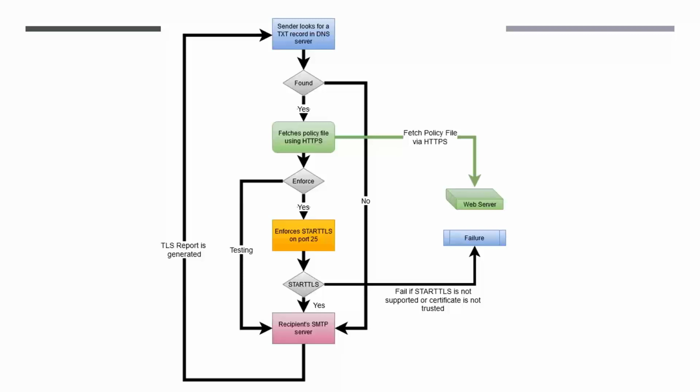The first thing that the sender does, which is at the top, it looks in the DNS server for a special text record. If the text record exists, that means, okay, I'm going to go one step further, and I am going to fetch an HTTPS policy from a web server, not a DNS server, it's a web server. If this policy is found, that means I have to make sure encryption is used. If encryption is not used, then I'm just going to generate an error. So that's how it works in the background.